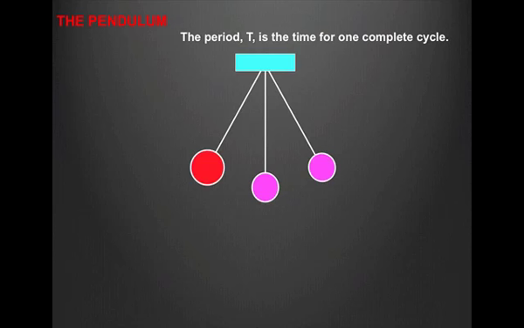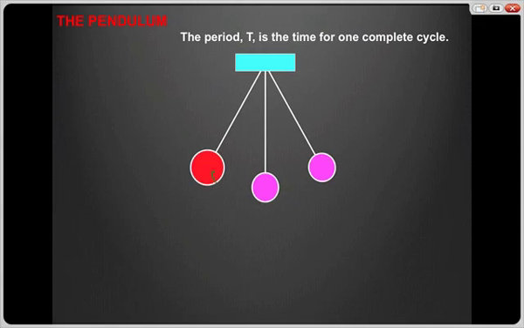Pendulum. The period is the time for one complete cycle. So if we're taking a look at this here, from here to here is not a complete cycle, is it? That's half a cycle. And so from here to here would be one full cycle. How about from here to here? How much of a cycle is that? Quarter. It's a quarter. Yes. Okay. Half, this would be three quarters and back to a full cycle.